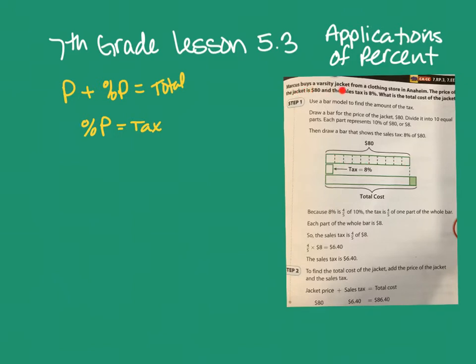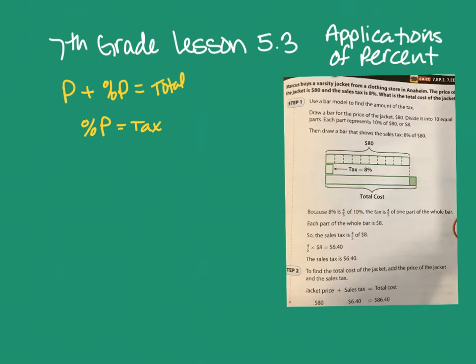We have Marcus, who buys a varsity jacket from a clothing store in Anaheim. The price of the jacket is $80 and the sales tax is 8%. What is the total cost of the jacket? Because they can see that this is kind of going to break into nice, comfortable pieces with each other, $80 and 8%, they decided to use a bar model to find the amount of sales tax. You can draw a bar for the pieces of the jacket, $80 divided into 10 equal pieces, because this is going to be 0.08 or hundredths.